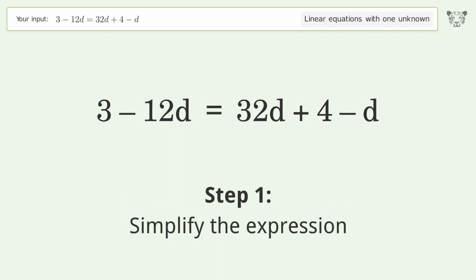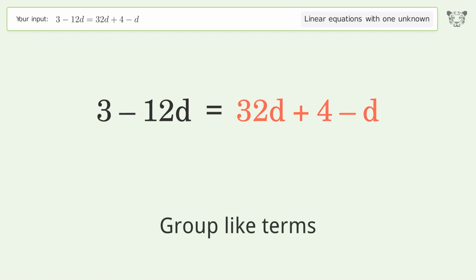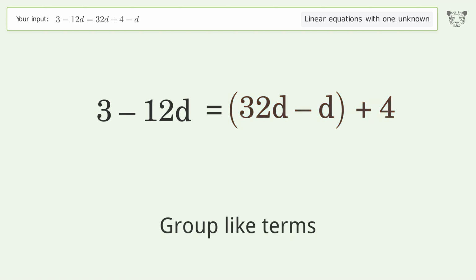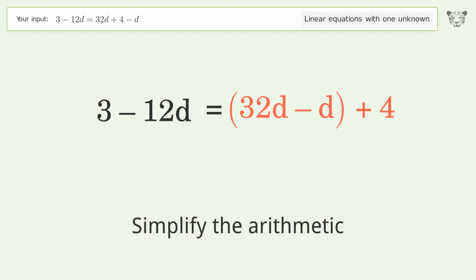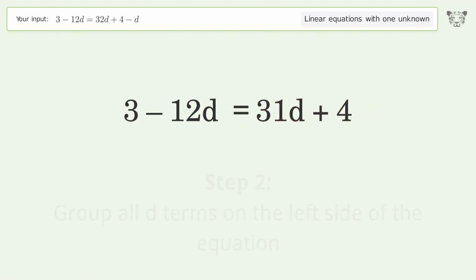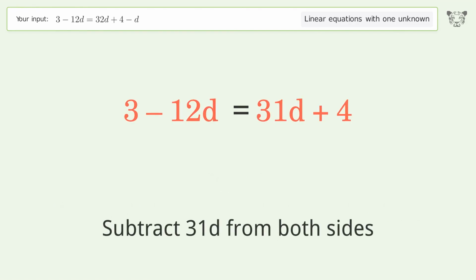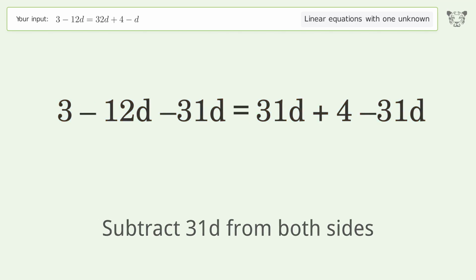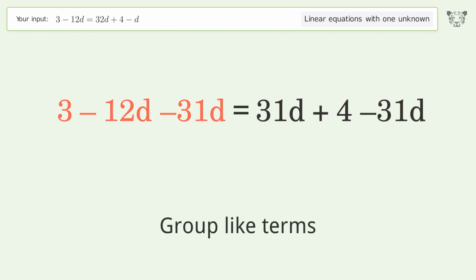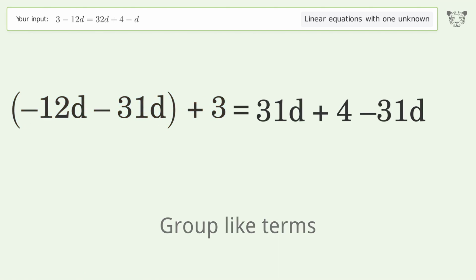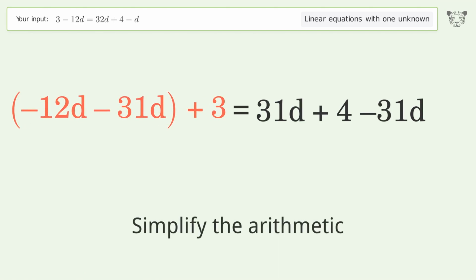Simplify the expression. Group like terms. Simplify the arithmetic. Group all d terms on the left side of the equation. Subtract 31d from both sides. Group like terms. Simplify the arithmetic.